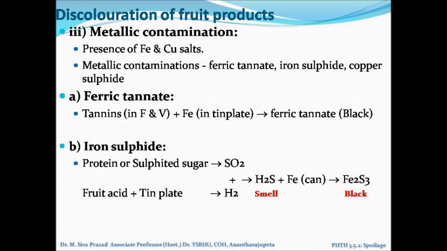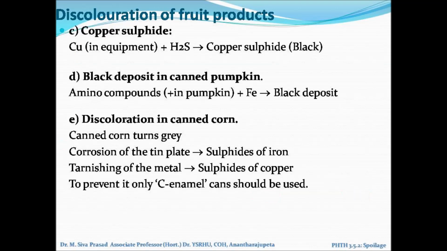This H2S again reacts with the iron that is present in the can, in the tin, and gives rise to ferrous sulfide. This iron sulfide is black in color, which causes discoloration. Now, the discoloration of the fruit products is caused by the formation of copper sulfide.